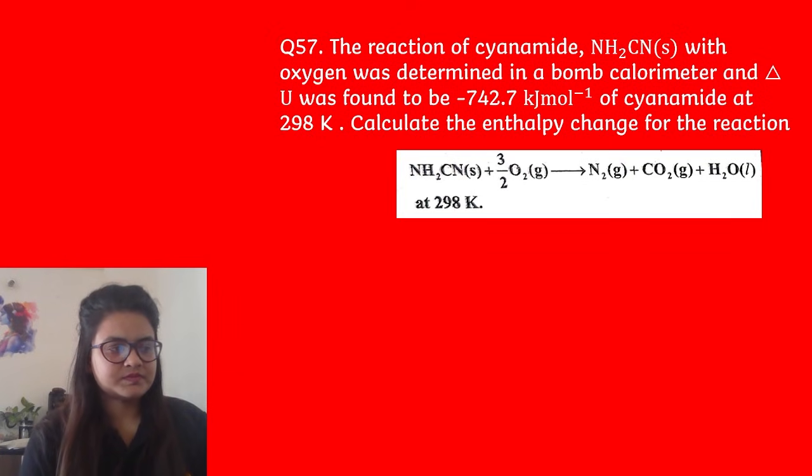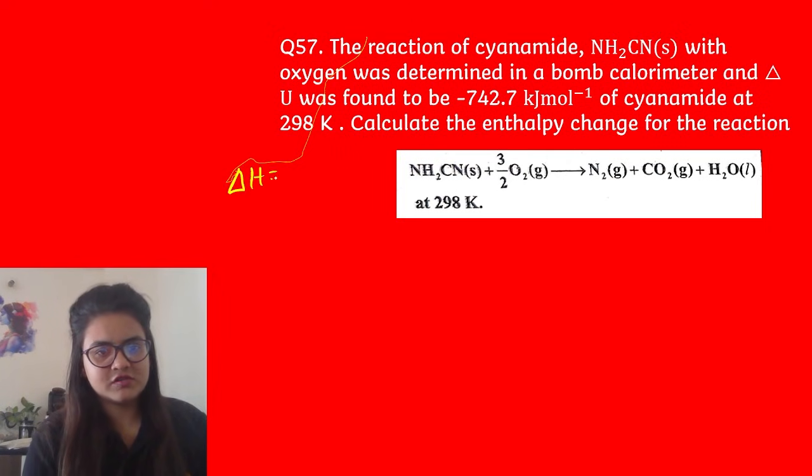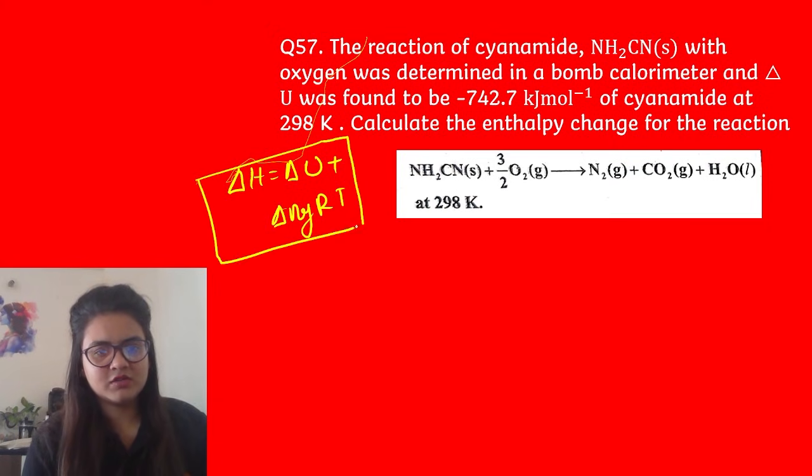One formula only you have to apply whenever they give the bomb calorimeter, this type of problem. Delta H equals delta U plus delta Ng RT. This is the only formula you have to apply whenever they are mentioning the bomb calorimeter. So let's at first find out delta Ng.